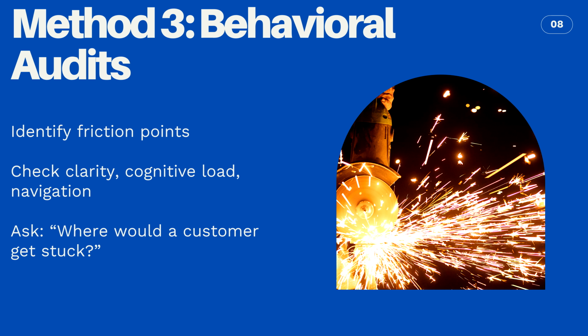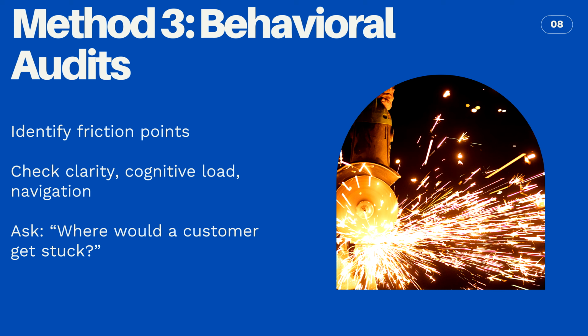A behavioral audit is a systematic evaluation of the customer experience through a behavioral lens. You're looking for friction, anything that increases cognitive effort, introduces uncertainty, or disrupts momentum. This method is particularly valuable because friction is one of the most powerful drivers of behavior. Even small barriers, an unclear button, a confusing form field, a moment of hesitation, can dramatically reduce conversion or engagement.